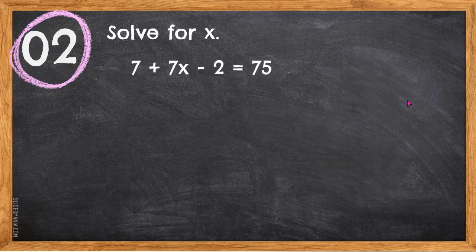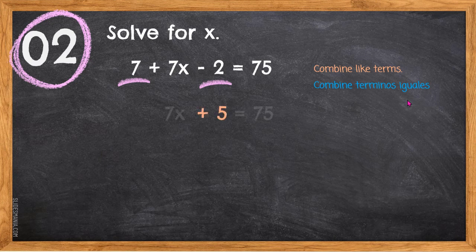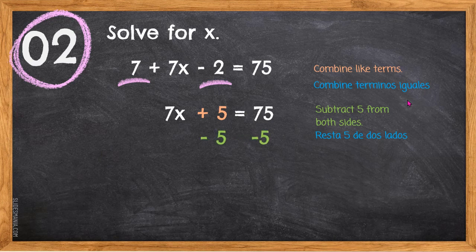Example 2. We need to combine like terms. Necesitamos combinar términos iguales. This is 7 and the minus 2. Es 7 y el menos 2. Tenemos 5. Y después necesitamos restar 5 de dos lados. We need to subtract 5 from both sides.